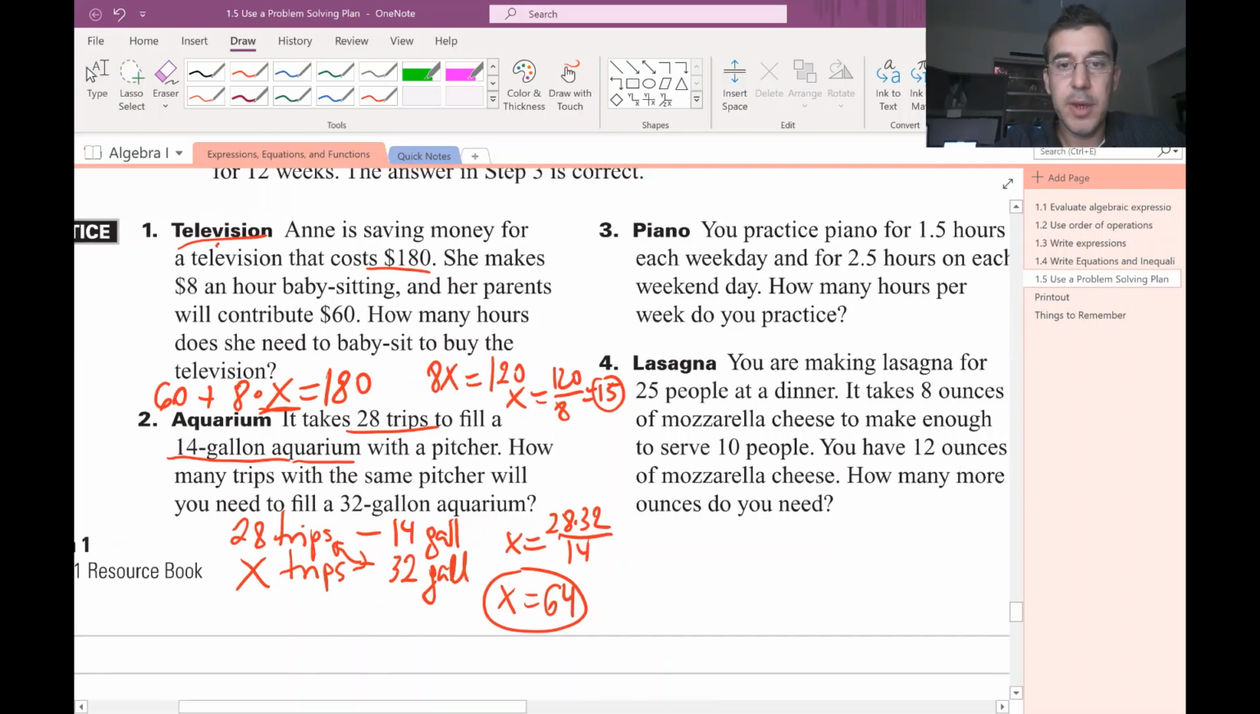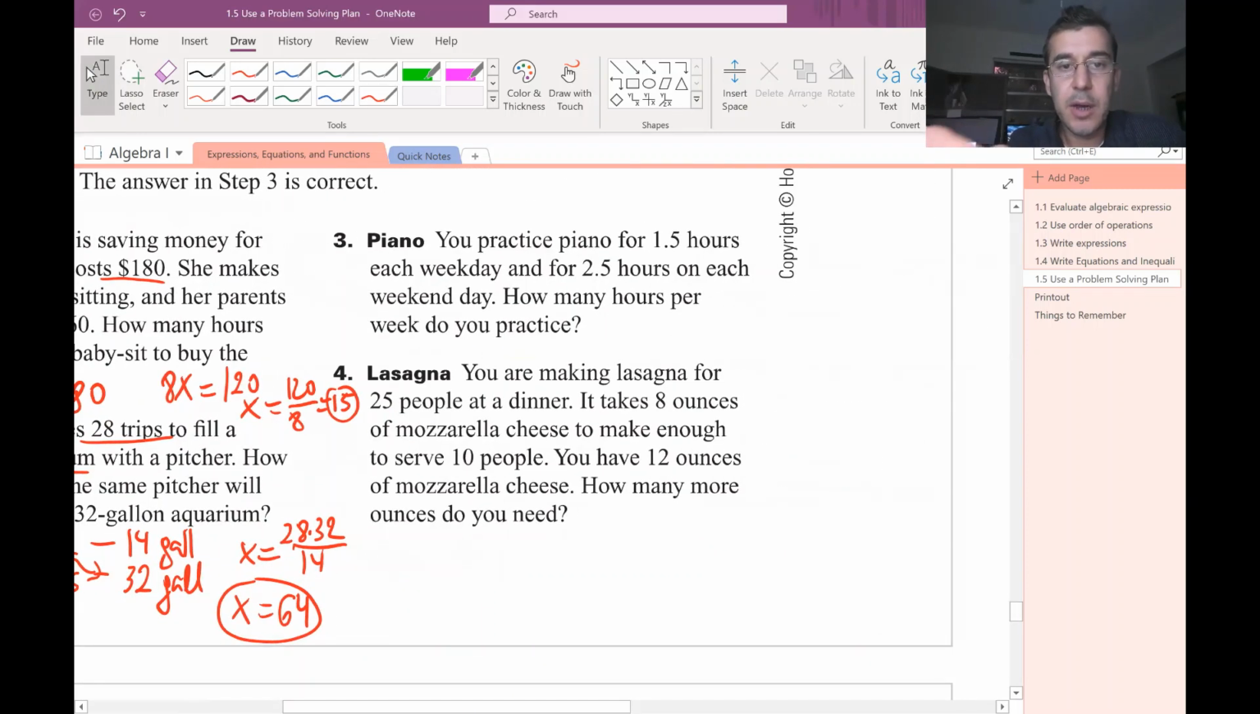Number 3, piano. You practice piano for 1.5 hours each weekday, and then 2.5 hours each weekend day, Saturday, Sunday. How many hours per week do you practice? So we have 5 weekdays, Monday, Tuesday, Wednesday, Thursday, Friday. So that's 5 days. You practice 1.5 hours. So 5 times 1.5. Plus you practice 2.5 hours times 2 weekend days, Saturday and Sunday.